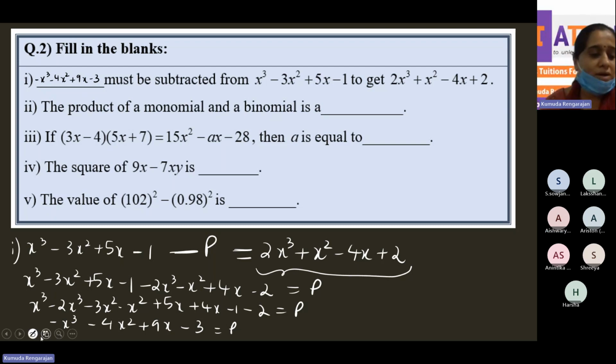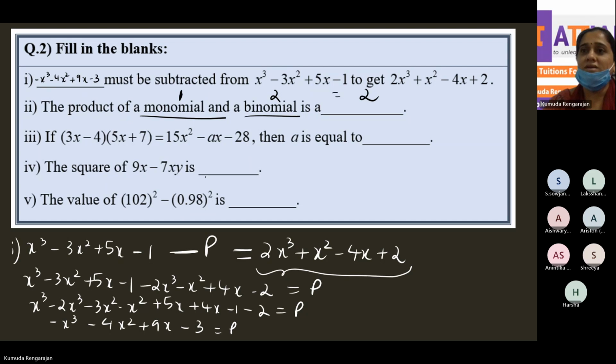So when you multiply one term by two terms, the product will be 1 into 2. The product also will have two terms. So the product of a monomial and a binomial is a binomial.